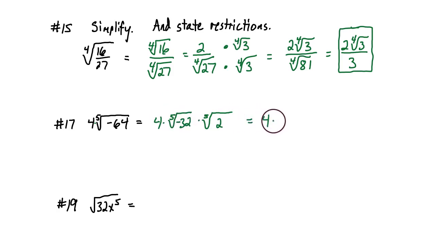We get 4 times, and then the fifth root of negative 32 is negative 2. And then we have times the fifth root of 2. Final answer will be negative 8 times the fifth root of 2.